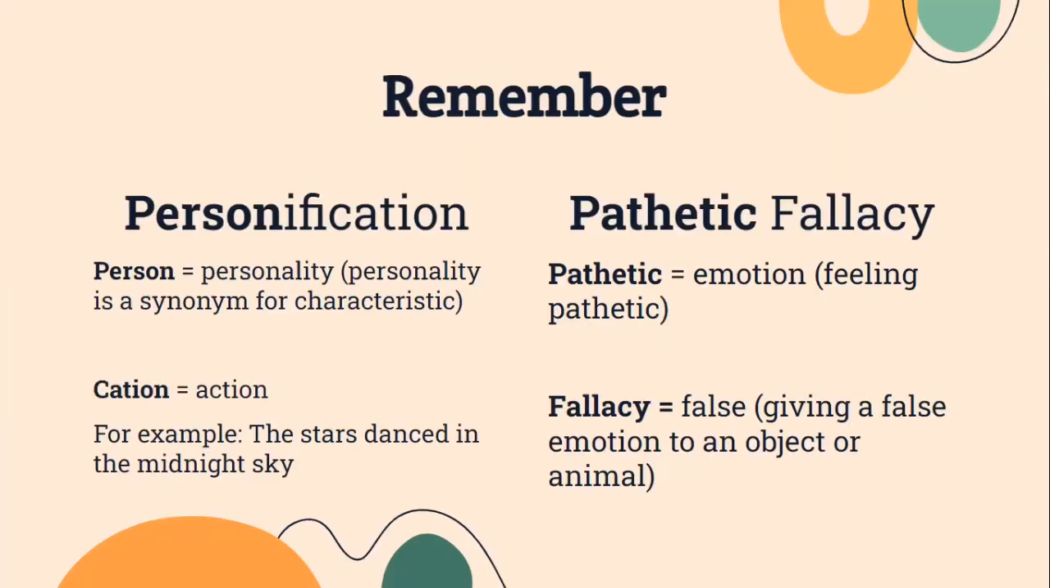Tips and tricks. Here are some tips to help you remember the two. In personification, there's the word person, which can relate to personality, and personality is a synonym for characteristics. And cation is like action, you just got to switch the A and the C. Most of the time in personification, there's action. For example, the stars danced in the midnight sky. And to help you remember pathetic fallacy, well, feeling pathetic is an emotion, and fallacy means false, so giving a false emotion to an object or animal.